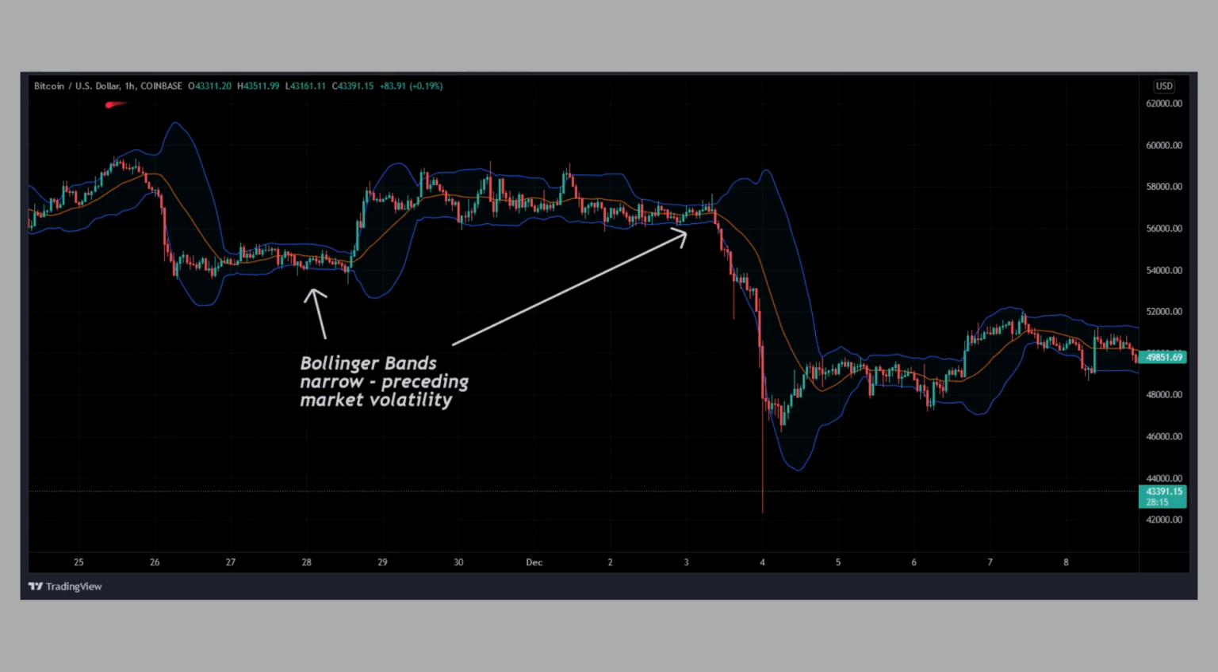Here's an example of Bitcoin to the US dollar on the 1 hour chart. Each one of these candles represents 1 hour. And here are some periods, indications of Bollinger Bands narrowing and preceding market volatility. Here is a great example. This is in late November, a very dramatic period where the bands came from this expanded range and overall price dumped from maybe about 58,000 to about 53, give or take.